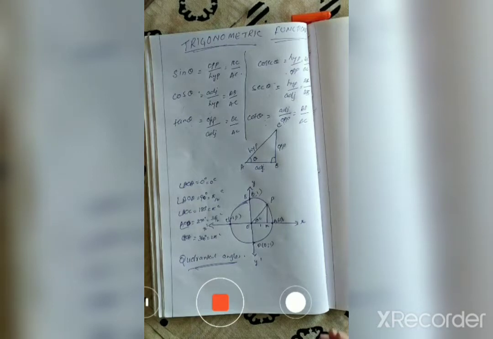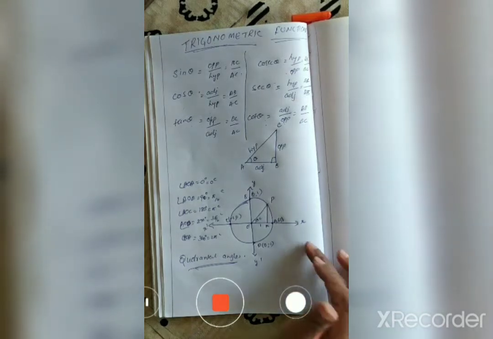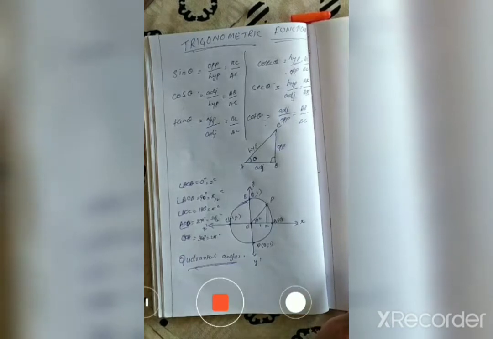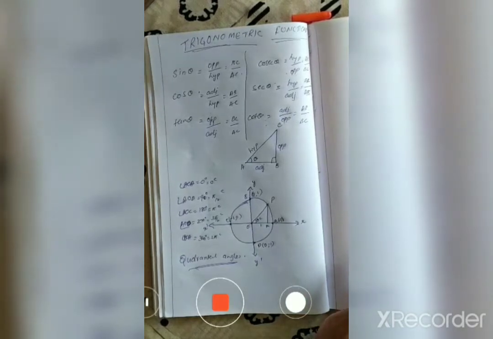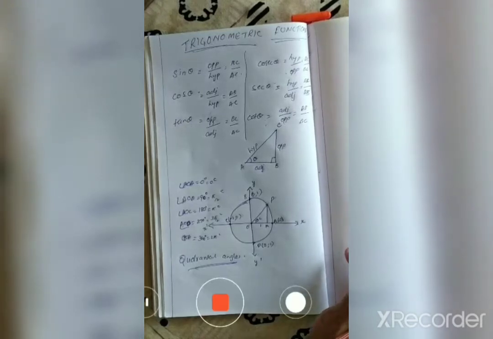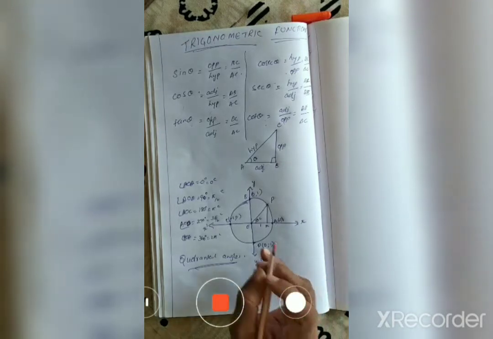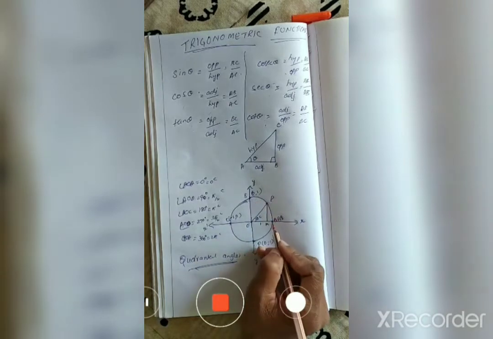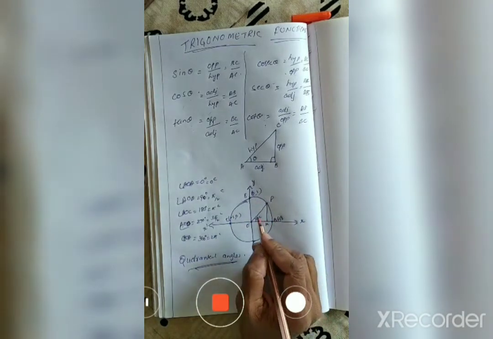Now the values of trigonometric functions. You know the standard angles of trigonometric functions of standard angles, that is sine 0, cos 0, tan 0, sine 90, sine 45, sine 30 and 60. Now let us see what are the values of these quadrantal angles.